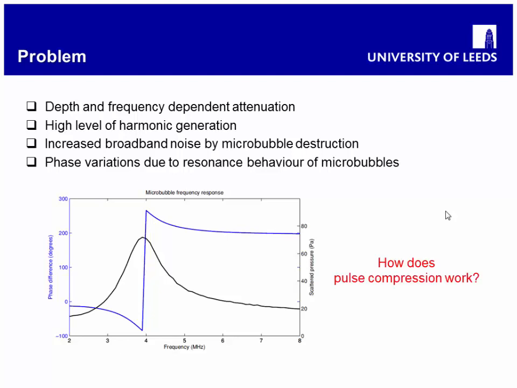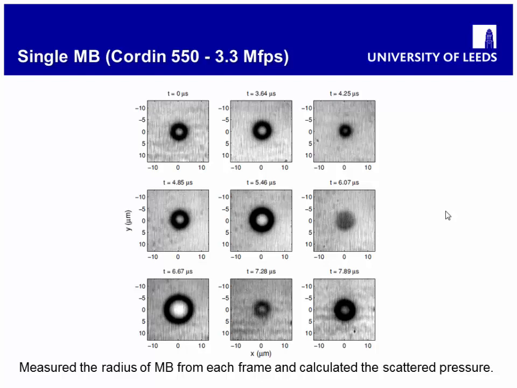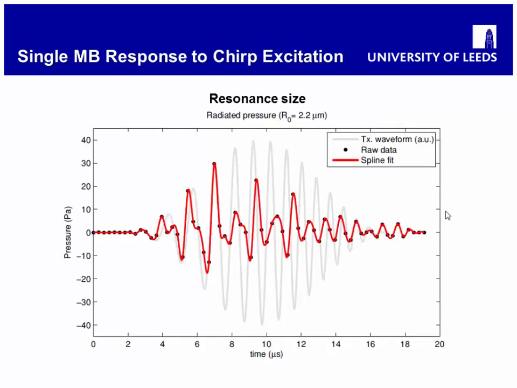So how does the pulse compression work? You know, why it works, how do you use them? So first I wanted to look at the single microbubble. So I did make some measurements with a high-speed camera, then measured the radius of these microbubbles, and then calculated the scattered pressure from each microbubble. Let's have a look at the resonance microbubble. What happens to a resonance microbubble?